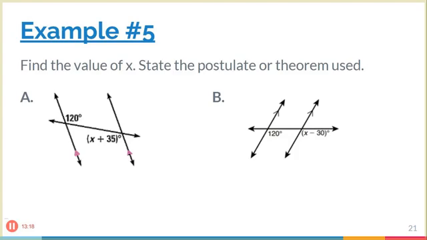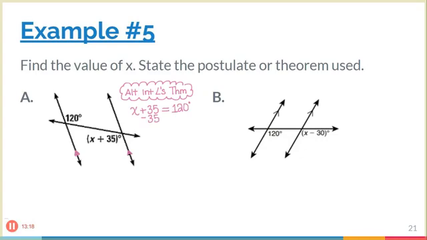And if we look at these two angles, those are alternate interior angles. They come from the inside and they are on opposite sides. So I'm going to use the alternate interior angles theorem, which says that those two angles are equal. Since they are equal, that's exactly what we're going to do. We're going to set them equal to each other. So I'm going to set my x plus 35 equal or congruent to 120 degrees. And then we get to solve for x.